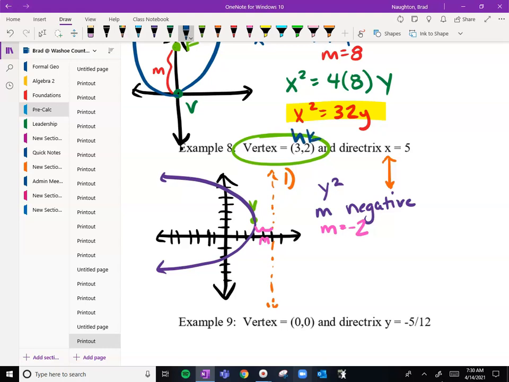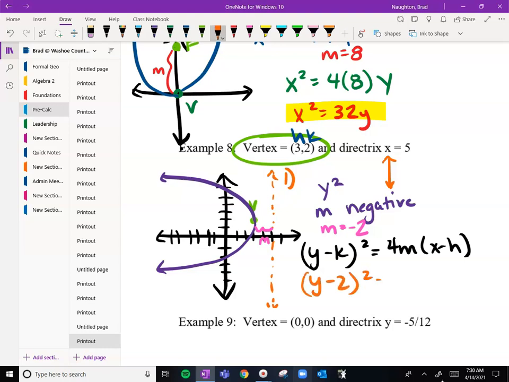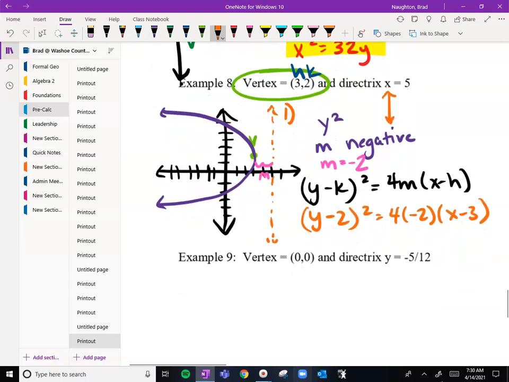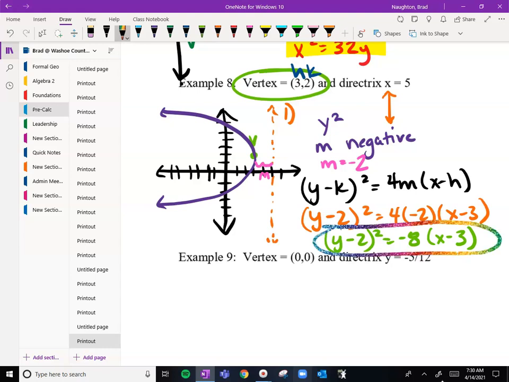So let's write our equation. I'm going to write the equation out fully here because we have so many aspects to put in. Notice our x is with the h. My y is with the k. So this will be y minus 2 squared is equal to 4 times a -2, and then x minus 3. And so when we're all said and done, we're going to get y minus 2 squared is equal to negative 8 times x minus 3. And you're done.